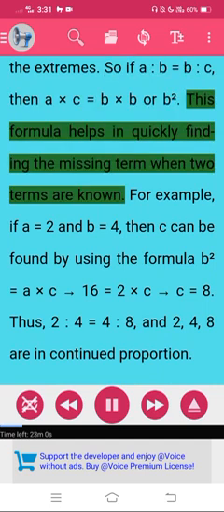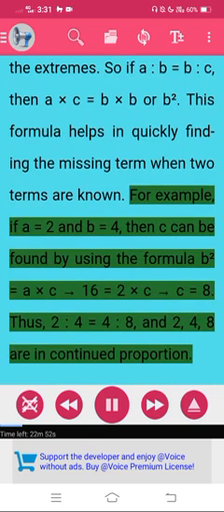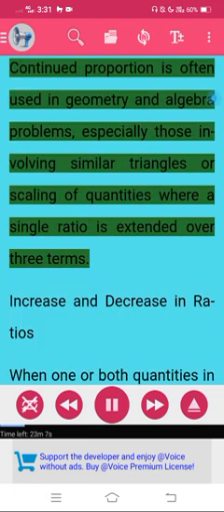This formula helps in quickly finding the missing term when two terms are known. For example, if A equals 2 and B equals 4, then C can be found by using the formula B squared equals A times C, so 16 equals 2 times C, so C equals 8. Thus, 2:4 = 4:8, and 2, 4, 8 are in continued proportion. Continued proportion is often used in geometry and algebra problems, especially those involving similar triangles or scaling of quantities where a single ratio is extended over 3 terms.